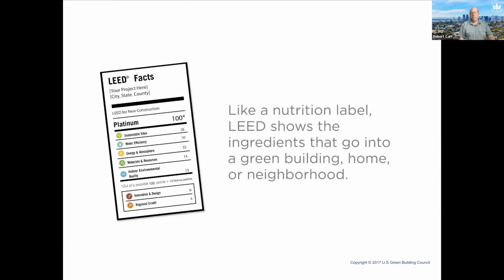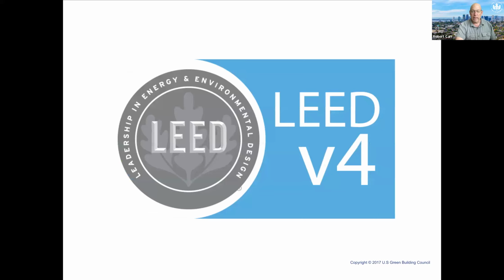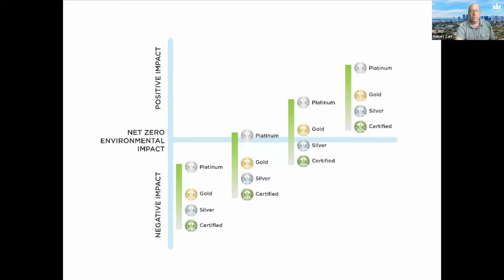So LEED is kind of like a nutrition label. It literally dissects every part of a building and its impact on its surrounding areas, on the atmosphere, on its people. The greater the point score you have, the higher performing the building is, and it shows you where the performance is. Like I said, this is version 4 that we're dealing with. So not 4.1, not 5.0. This is version 4.0.